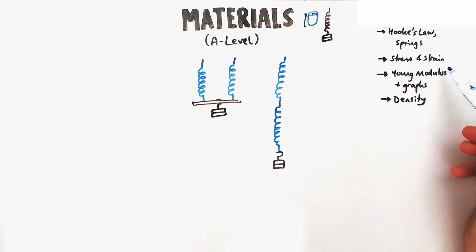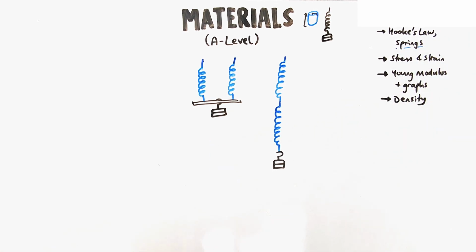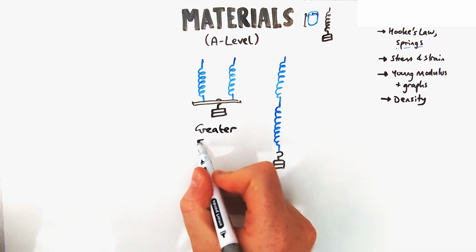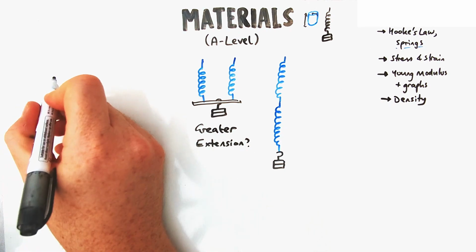In today's video on the topic of materials at Physics A level, we're going to look at Hooke's law and springs, stress and strain, and Young's modulus and density. So to start off, if I was to combine two springs together, which arrangement would have a greater extension?